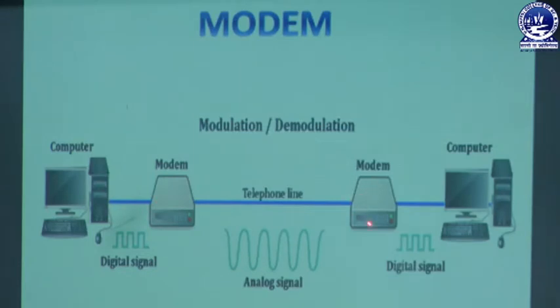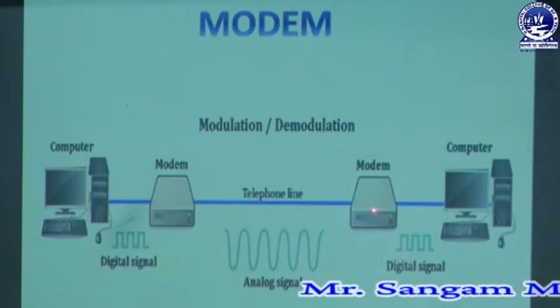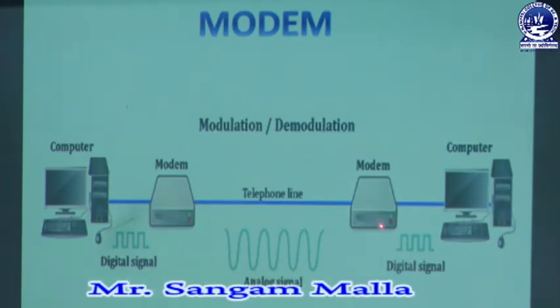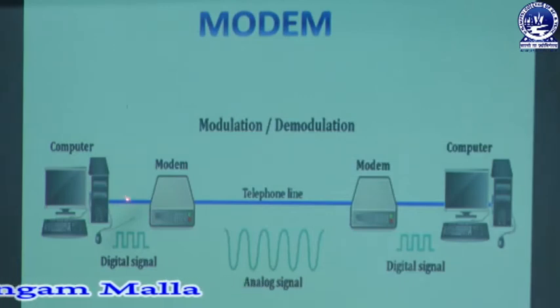Similarly, the modem at the receiver side has a demodulator which converts the analog signal to digital signal. So in this modem, both the modulator and demodulator devices are present, and in this device also, both are present. It depends on the situation: whenever the sender sends the message, the modulator gets activated, and when the message is received, the demodulator gets activated.